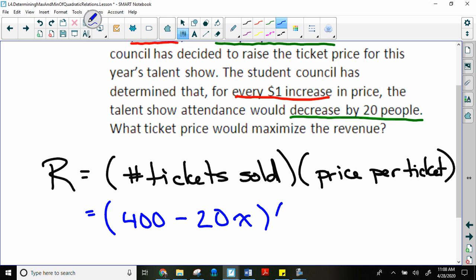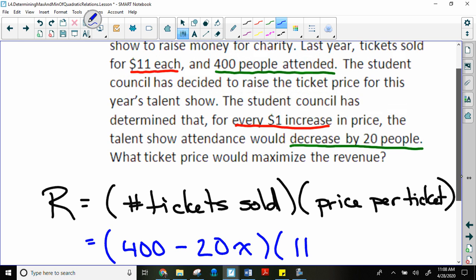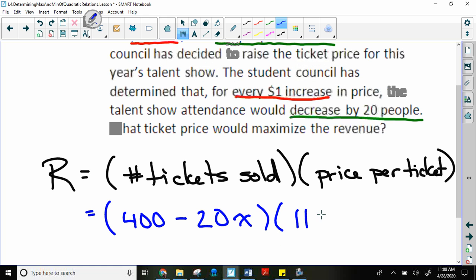Okay. We know that the price is $11. That was in red up here. And it's going to increase by $1 for every amount of increases and decreases. The reason this is exactly the same is because if we go one decrease, it's minus 20 and it's a $1 increase. If we go two decreases, it would be minus 40 and it would be 11 plus a $2 increase. Okay, so that's why you've got x in both of those.